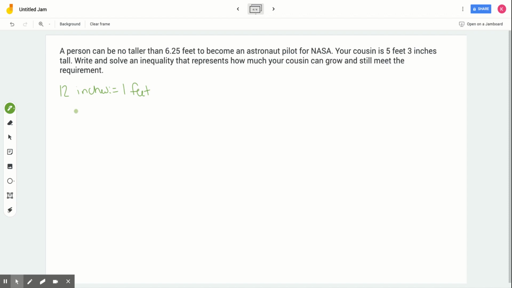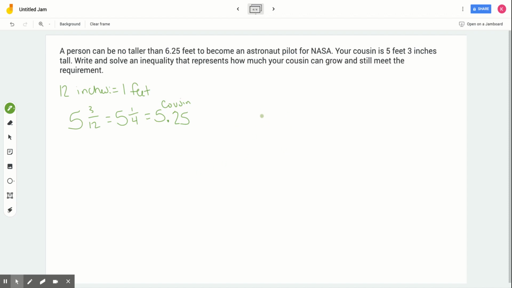So this is like 5 and 3/12 feet, because we have 3 out of 12 inches. When we reduce this, 3/12, both can be divided by 3, we get 5 1/4, which we can then write as a decimal. 1/4 is like 0.25. If you are still struggling with changing these fractions to decimals, keep in mind that you could divide if you need to. So our cousin is 5.25 feet.